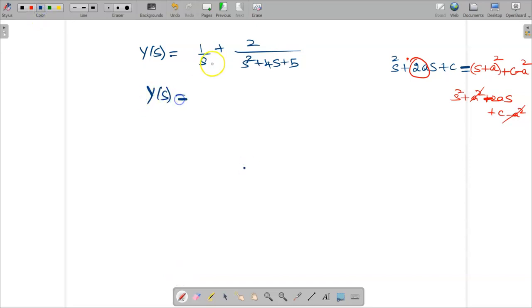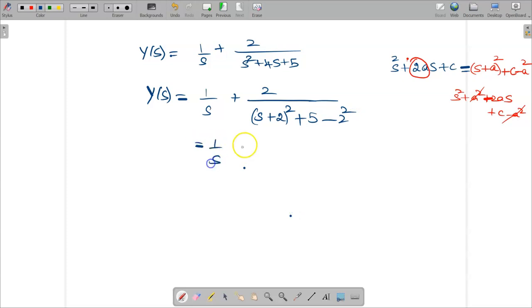Using that formula, anyway for 1 by s I have inverse Laplace directly, no issues with that. For the denominator alone you are changing it. Here 2a is nothing but 4, 4 by 2 is nothing but 2. So (s plus 2) the whole square, c value is 5, write as it is, minus this term square, that is 2 square. So like this you have to rewrite the expression. So 1 by s plus 2 divided by (s plus 2) the whole square plus 5 minus 4, which is nothing but 1. So 1 I can write as 1 square.